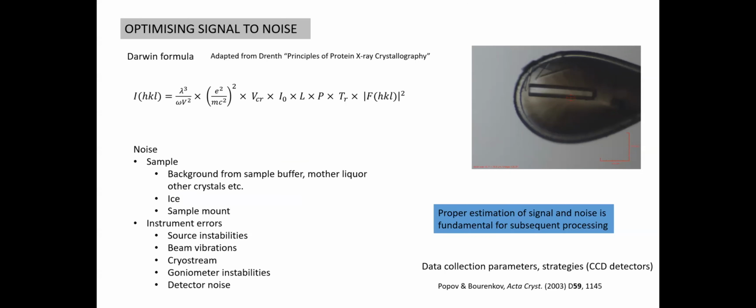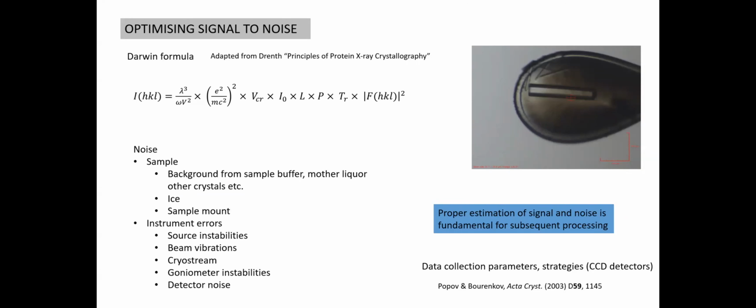Now, this is where our signal comes from, basically from the sample, and your sample is represented by these structure factor amplitudes, and the noise can come also from the sample. So for instance, the background, or if you've got multiple crystals, ice, and things like that. And it can also come from instrument errors like source instabilities, beam vibrations, cryostream problems. And in the past, especially with CCD detectors, detector noise was a problem. So people started to look at developing data collection strategy programs, like the BEST program from Popov and Burenkov, who basically try to find the best compromise for a desired resolution and signal to noise statistics to come up with the best data collection parameters.